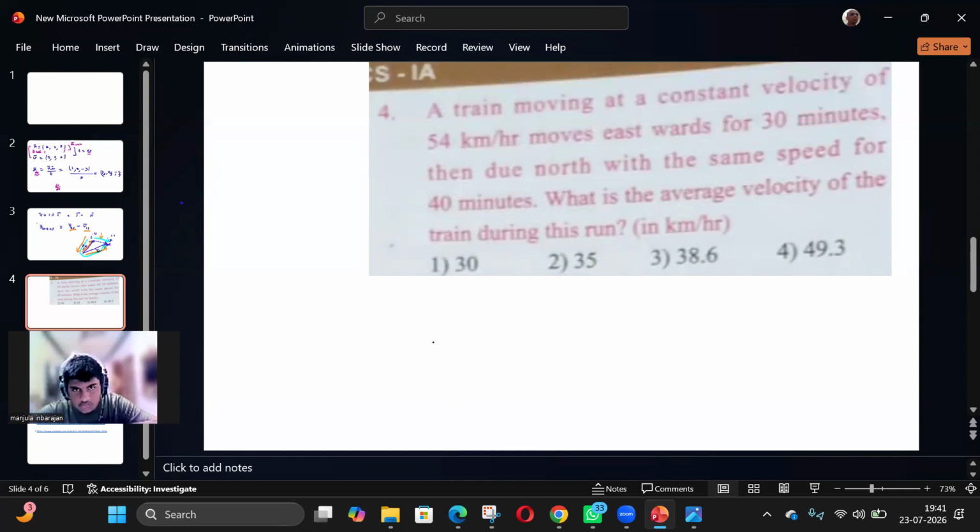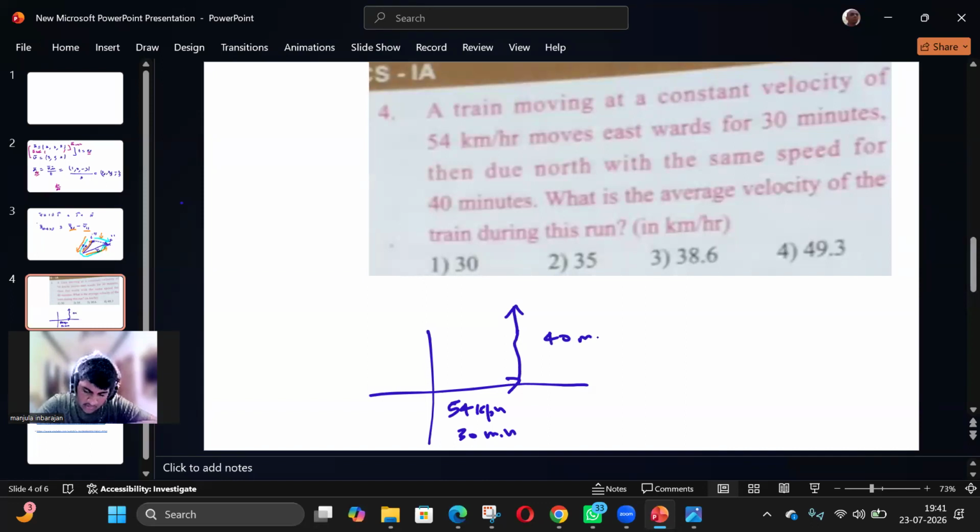Because the train is moving towards east, up to here, 54 kilometers per hour, 30 minutes. After that, it is going in the north direction for 40 minutes. Speed is same, 54 kilometers per hour. So in half an hour, it will cover a distance of 27 kilometers. The meaning of 54 kilometers per hour is you will travel a distance of 54 kilometers in 1 hour. So 30 minutes is half an hour.